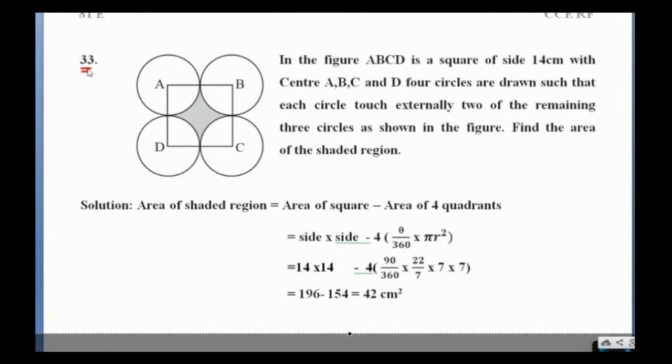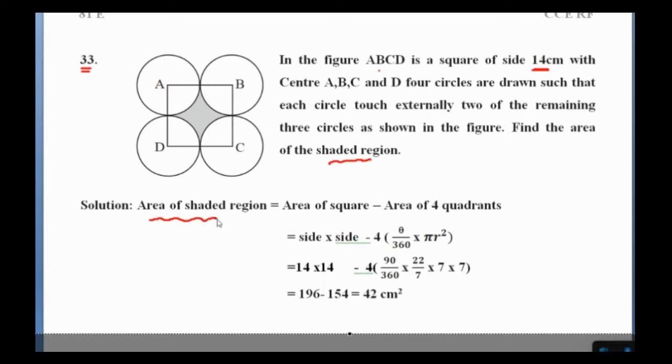We'll see the 33rd question now. This question belongs to the areas related to circles chapter. In the figure, ABCD is a square of side 14 centimeters. With the vertices of ABCD as centers, four circles are drawn in such a way that each circle touches externally two of the remaining three circles, as shown in the figure. Find the area of the shaded region.